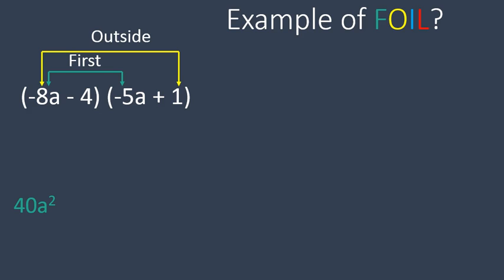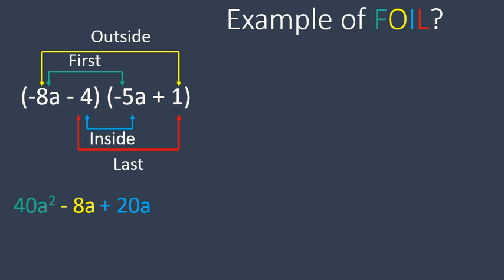The outside terms, the terms on the far outside, negative 8a and positive 1. Well, anything times 1 gives you that same thing, so we have negative 8a. Now we're going to move to the inside terms. Negative 4 times negative 5a gives us positive 20a. There we go. Negative times a negative gives us that positive 20a.